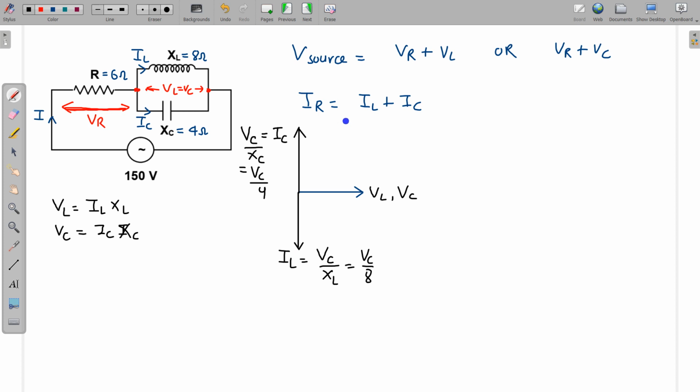So from this we can conclude the direction of IR is along IC, because these two vectors, vector IC and vector IL, will have a resultant in the direction of IC, and the resultant represents IR. So this is the direction of IR, and we know that for a resistance the phase of current and phase of voltage are in the same direction. So it is also the direction or phase of VR. So this is VR.